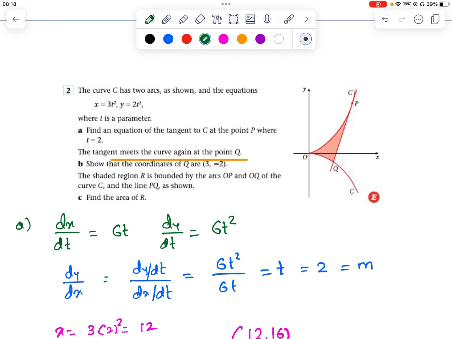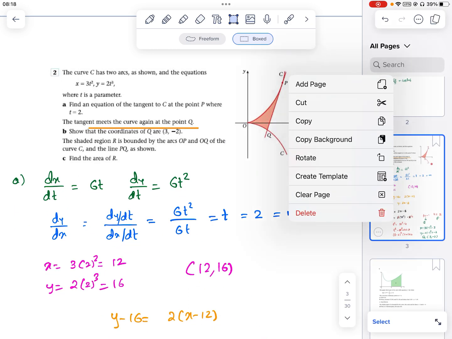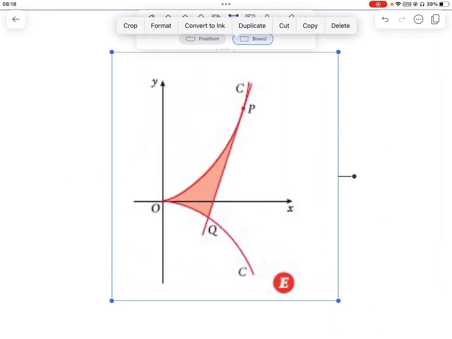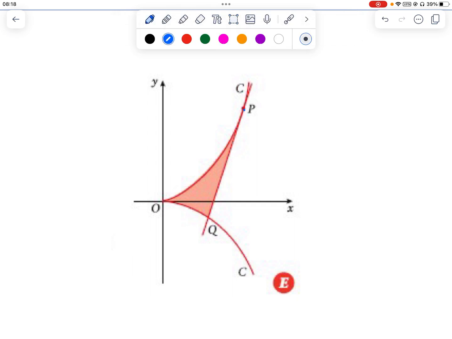Now, the shaded region R is bounded by the arcs OP and OQ of the curve and the line PQ as shown. Find the area R. So we copy this diagram and go to the next page and try to find it out. We know that here t equals 1, and this distance x was 12 and the height is 16. So what am I going to do? First of all, I'll find the area under the curve.